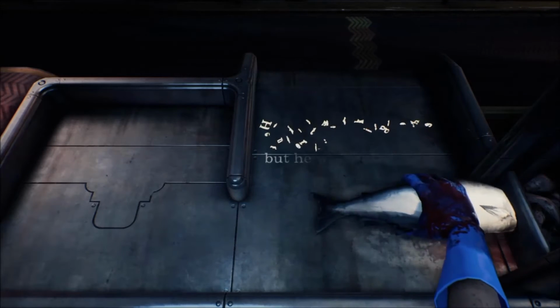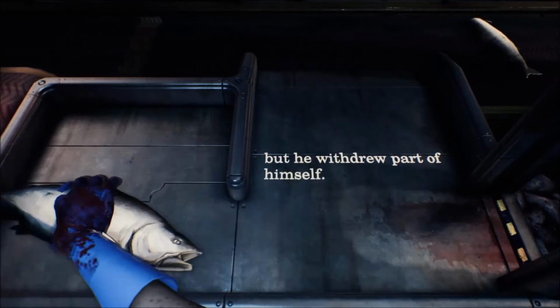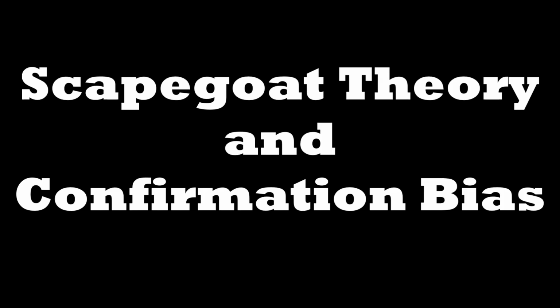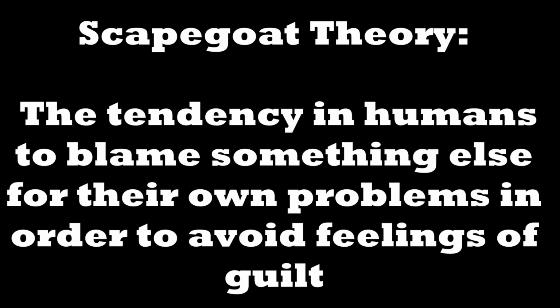Well, to better understand the answers to these questions, we need to take a look at this using a few principles of psychology: scapegoat theory and confirmation bias. Let's start with the former. In psychology, scapegoat theory is defined as the human tendency to blame someone or something for one's own problems as an alternative to accepting blame and coinciding feelings of guilt or shame.